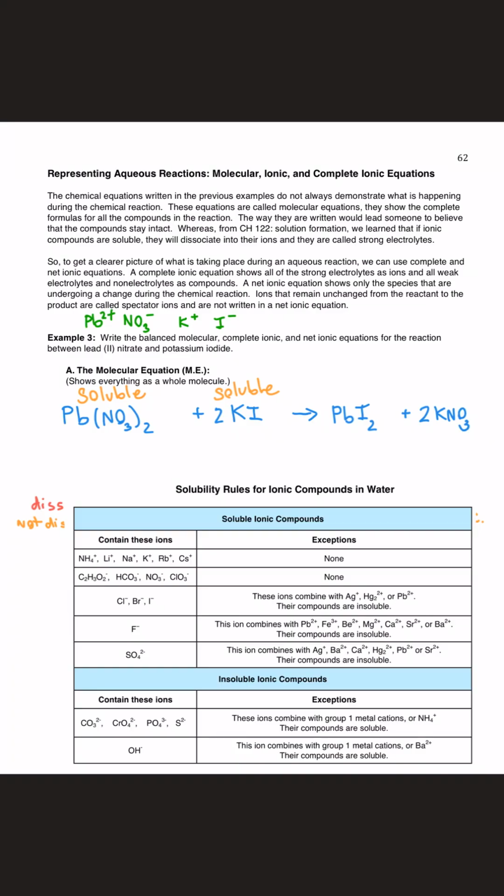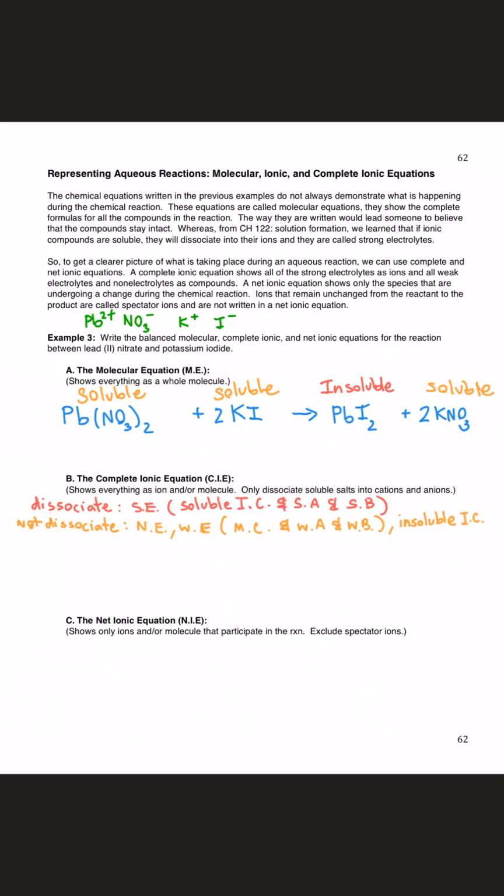For lead iodide, it contains iodide, with the exception that if the iodide pairs up with lead, the result would be an insoluble ionic compound. For potassium nitrate, both potassium ions and nitrate ions form a soluble ionic compound with no exception. For a soluble ionic compound, the physical state would be aqueous, and for an insoluble ionic compound, the physical state would be solid.